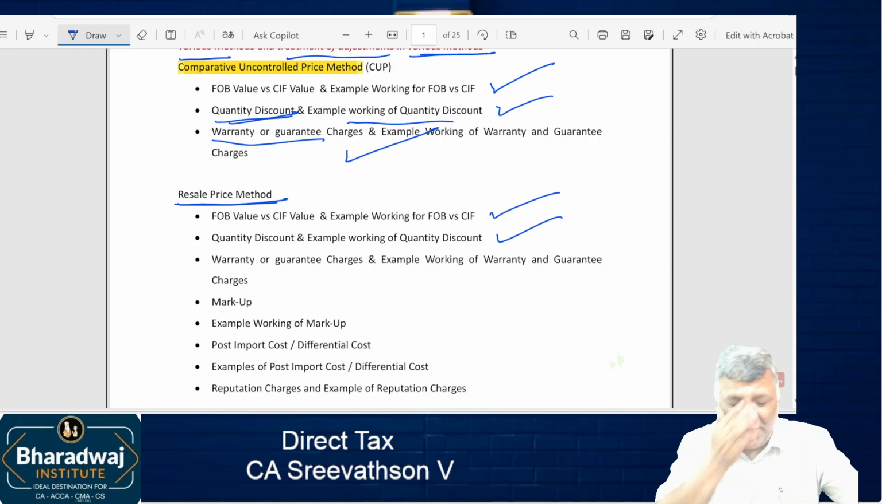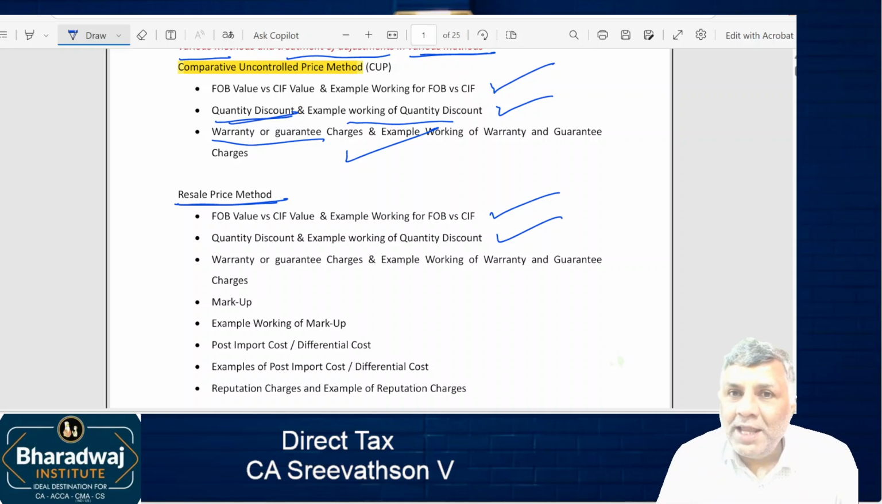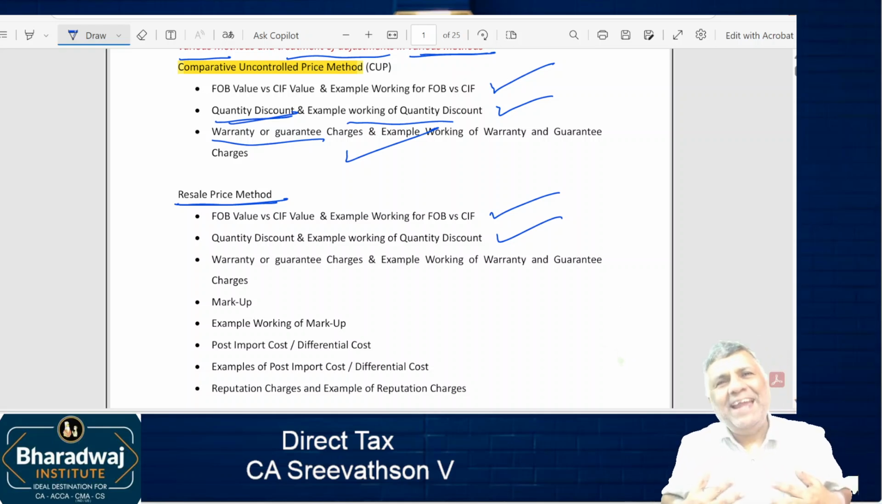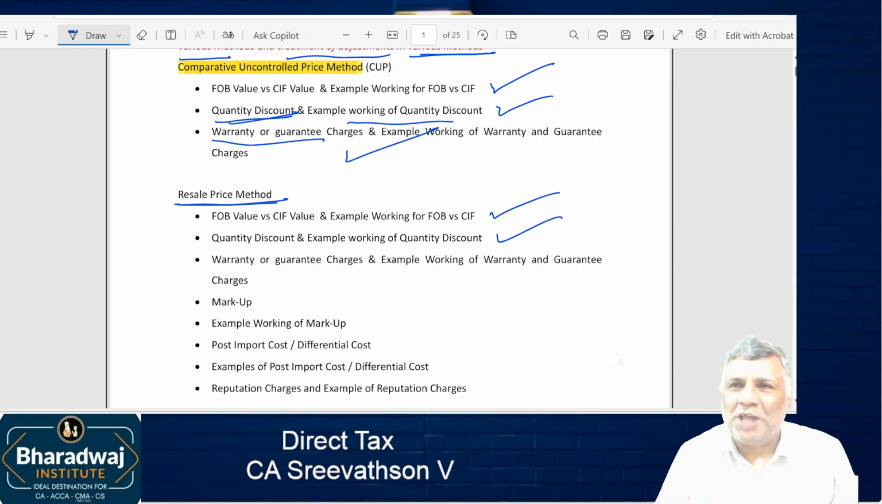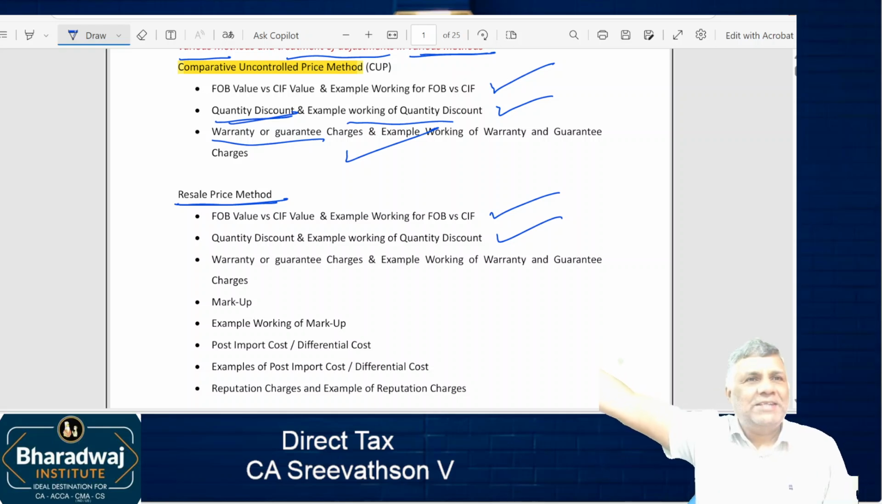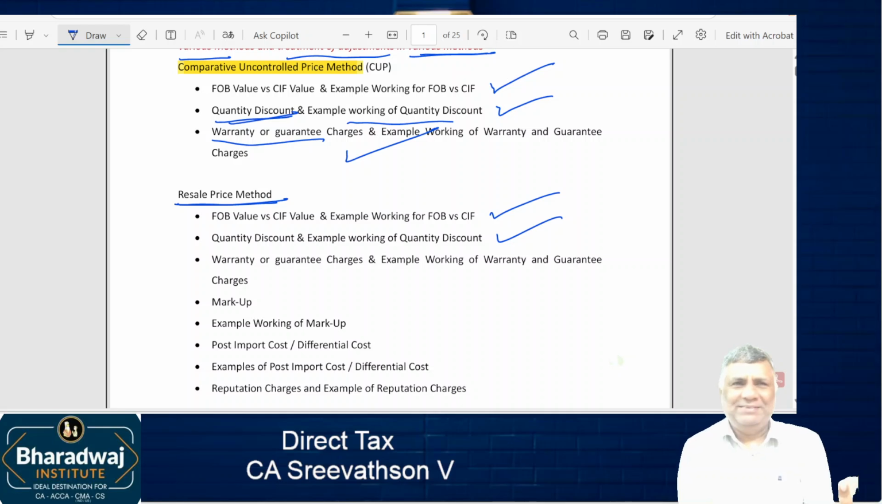Warranty and guarantee charges. Again, who is bearing the risk? For the customer, warranty has to be given. The customer will not accept the goods without warranty or guarantee. Who is taking the risk? If the associated enterprise is taking the risk, no adjustment needs to be made. If I am taking the risk, I will ask the associated enterprise to reduce the value and give me.